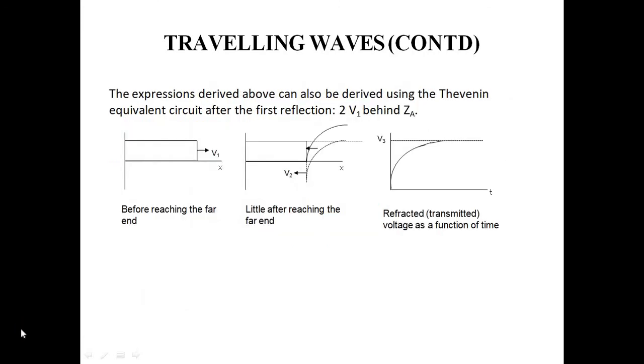The expression derived above can also be derived using the Thevenin's equivalent circuit after the reflection, 2V. The first diagram represents the situation before reaching the far end, and then a little after reaching the far end. The next one is the refracted transmitted voltage as a function of time.